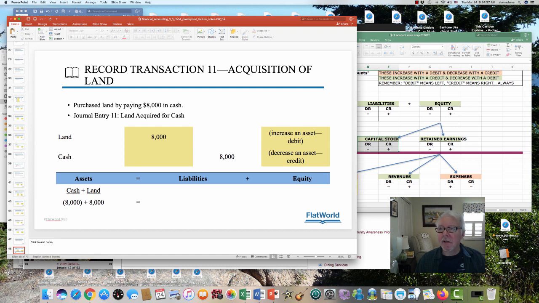By now, I think you've gotten a pretty good feel for debits and credits and following the roadmap I gave you. So, when you buy land, cash, $8,000, how do you record that? Well, you're buying an asset. Okay, so you're going to debit land. You're paying cash. Cash is decreasing. That means you're going to credit cash. Fair enough? Okay.